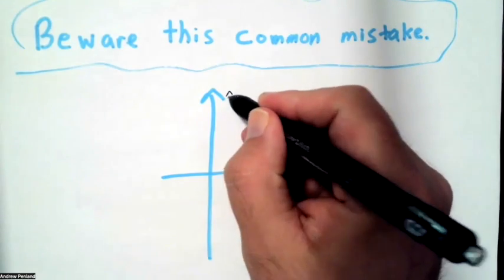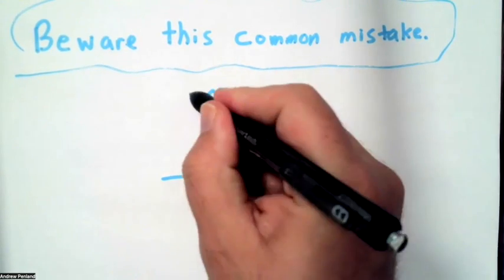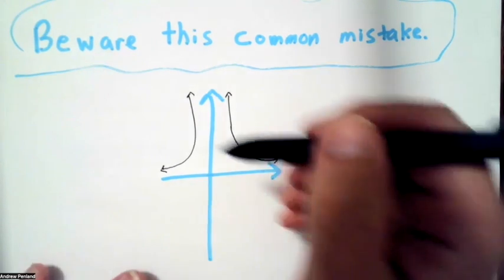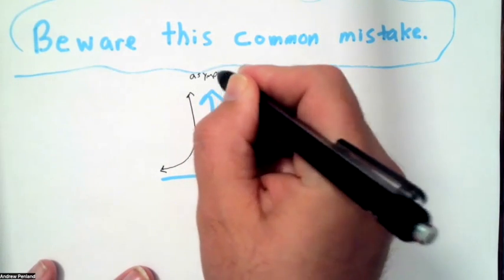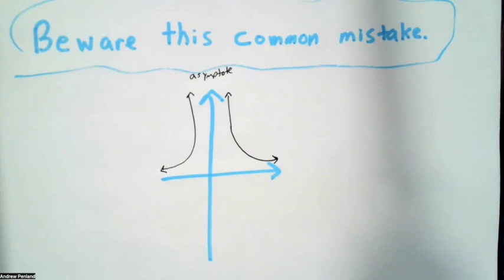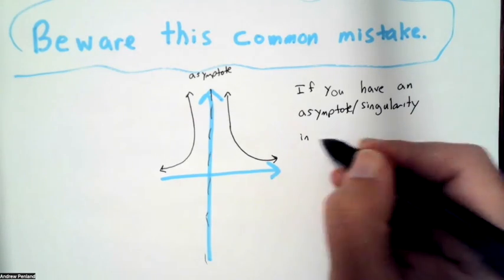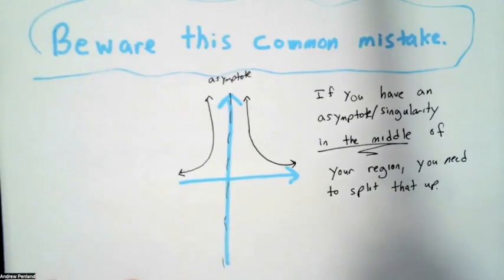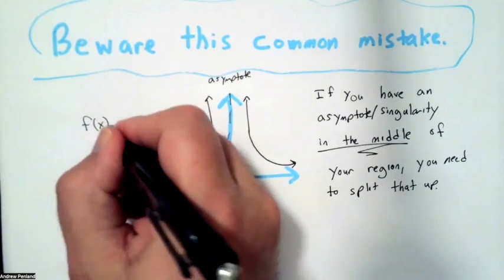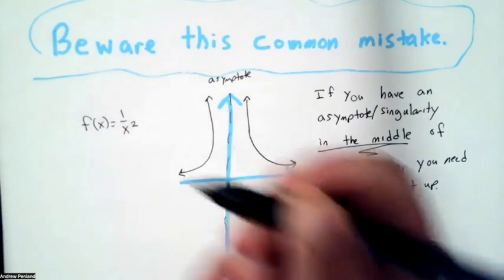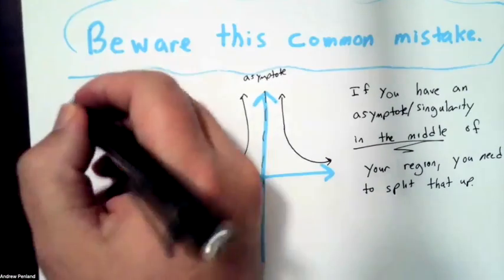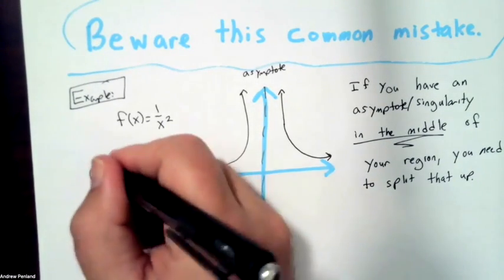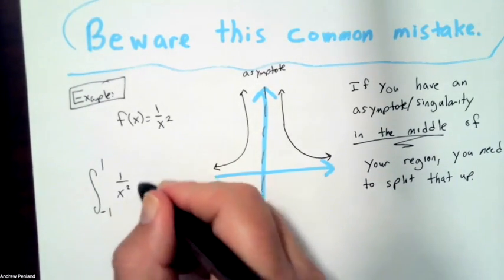So there's a mistake that I want to make you aware of, which is that if you have a vertical asymptote or a singularity in the middle of your region, you have to be aware of that and split the integral up. So for instance, a good example here is f of x equals 1 over x squared. And what if we wanted to take the definite integral from -1 to 1 of 1 over x squared dx.